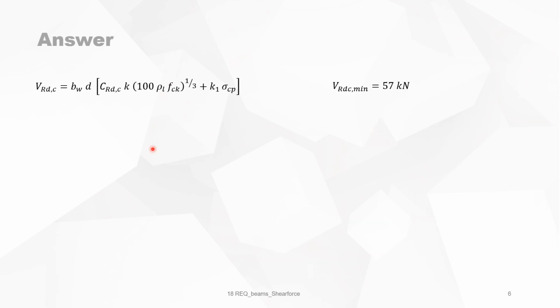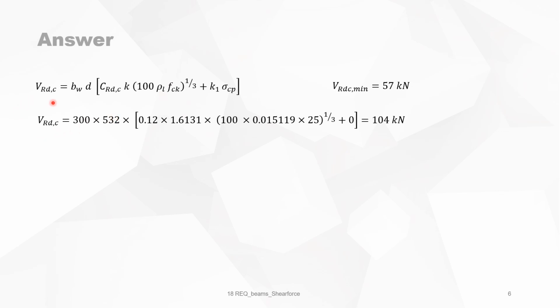Now we start from those two formulas. The VRDC, we have calculated each parameter in it, and then you see we have 104 kilonewton. So we take the maximum of those two and we arrive at 104 kilonewton.